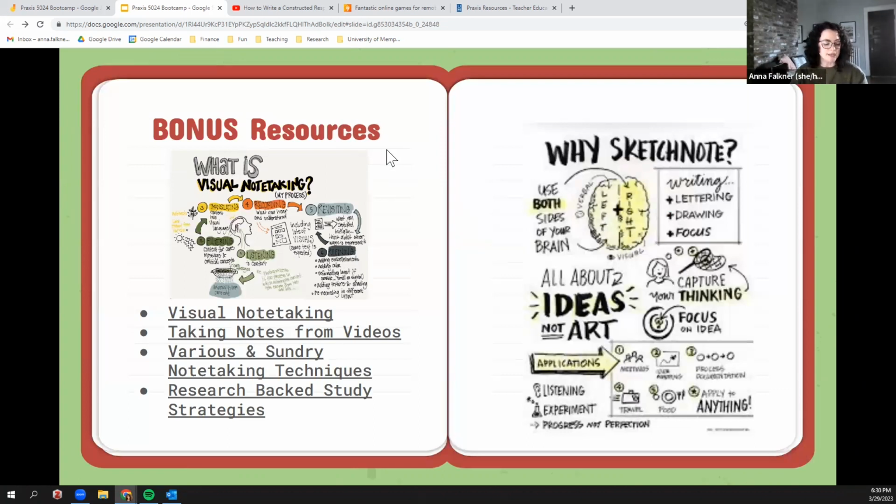This piece right here is one that I absolutely love. So how many of you have experience with, have ever seen, have ever tried visual note-taking techniques? Drop it in the chat or unmute and tell us.